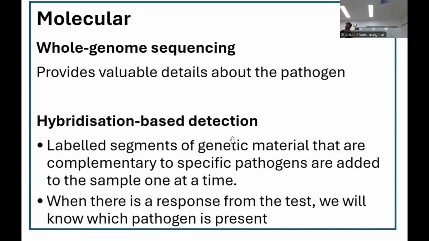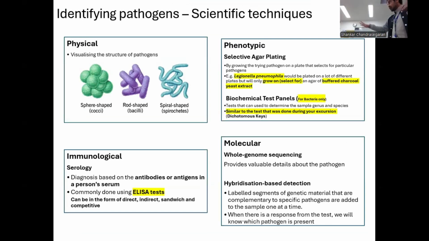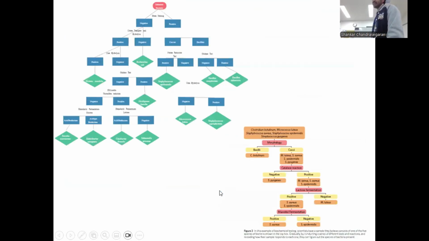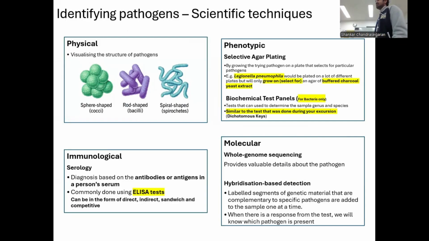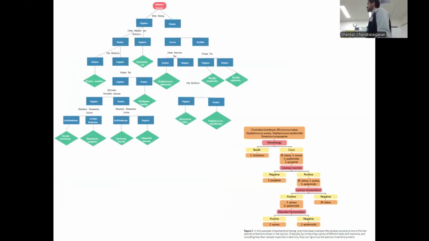So it's the same as the selective agar plating. We're just testing it with a bunch of different known samples such that when we get a complementary match, we know which one we're actually dealing with, right? In this example, we're using a plate that is selective, but here we're using the DNA segment, or sorry, genetic material segments, and seeing which one is complementary to the samples that we have, and then we know which pathogen we're actually dealing with. Okay, everyone clear on this? The four different ways? Moving on.